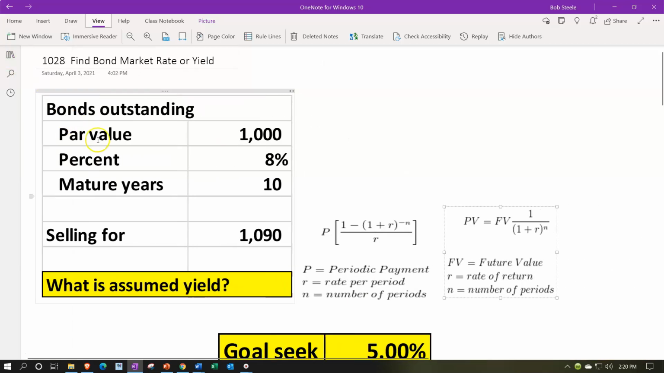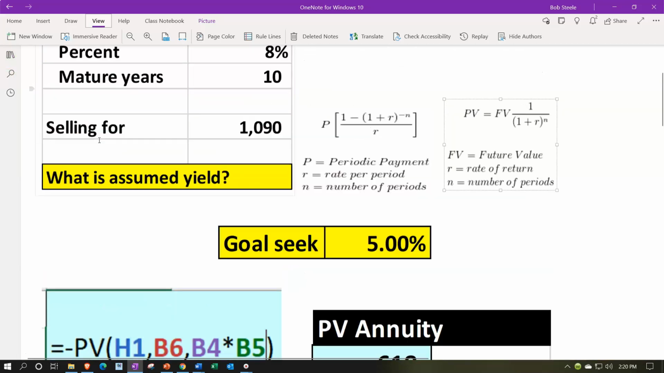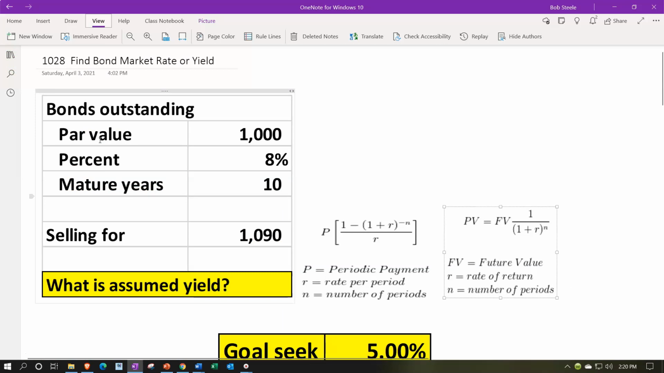Closing this back out, we have our information up top, and we're going to calculate that on down below. The information includes bonds outstanding. This is the information we would consider to be assumed to be with the bond or on the bond. Par value 1,000, 8%, matures in 10 years. We're going to assume that these are annual bonds. We're going to say it sells for 1,090. Then we're looking for what the market rate or yield is.